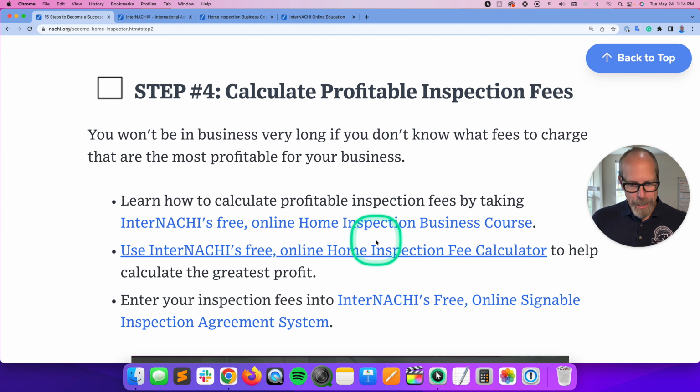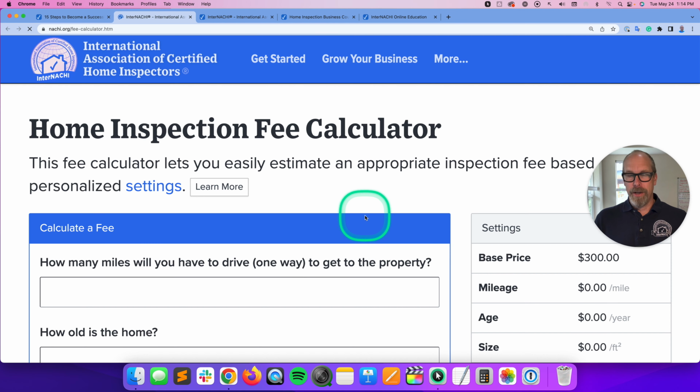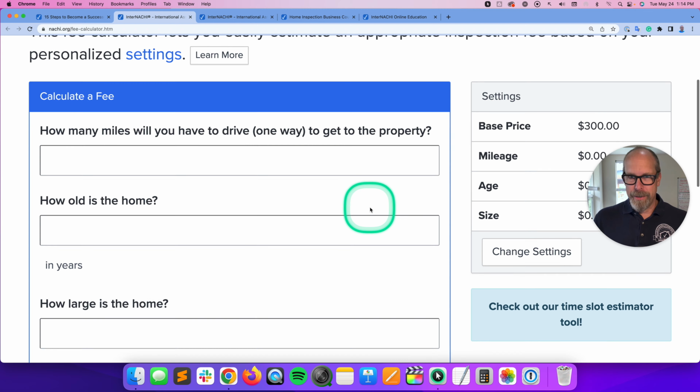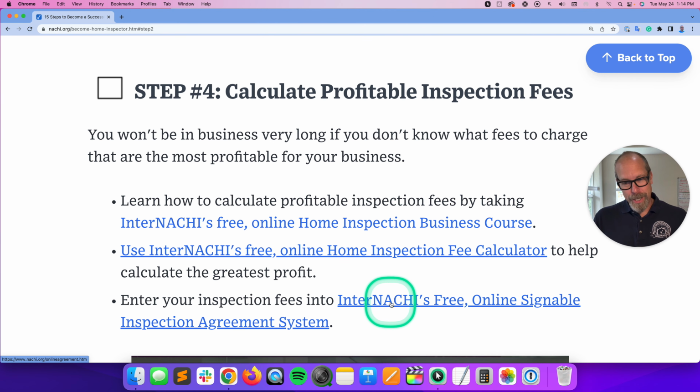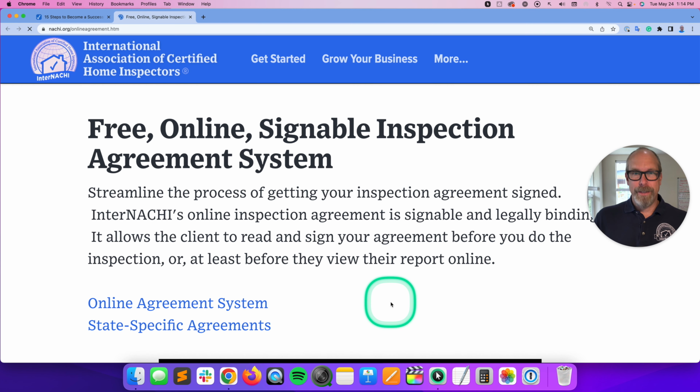Be sure to use InterNACHI's free online home inspection fee calculator. This is a free online calculator to help home inspectors calculate profitable inspection fees. Once you get your fees, you enter them into InterNACHI's free online signable home inspection agreement system. This is an agreement between you and your client, and you have to have your fee written in the agreement. So use InterNACHI's inspection agreement system to streamline the process of getting your contracts signed.